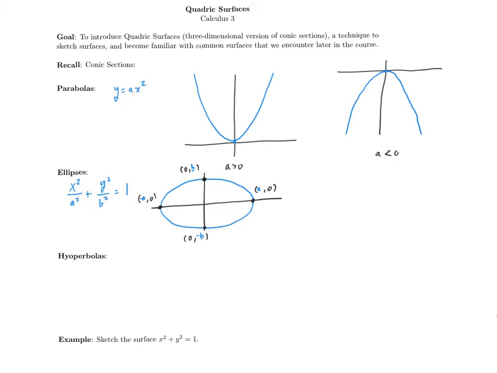And note that maybe the most common example that we see of an ellipse is a circle. So a circle is an ellipse with a equal to b.